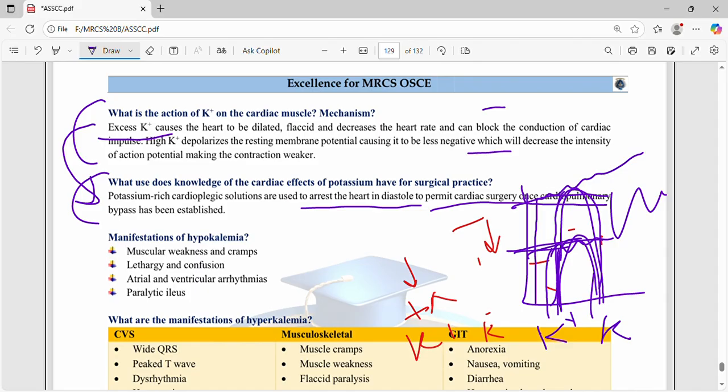And so the same mechanism is here. What is the action of potassium on cardiac muscles? Mechanism: excess potassium causes the heart to dilate, flex and decrease the heart rate, and can block the conduction of the cardiac impulses. High potassium depolarizes the resting membrane potential, causing it to be less negative, which will decrease the intensity of action potential, making the contraction weaker.